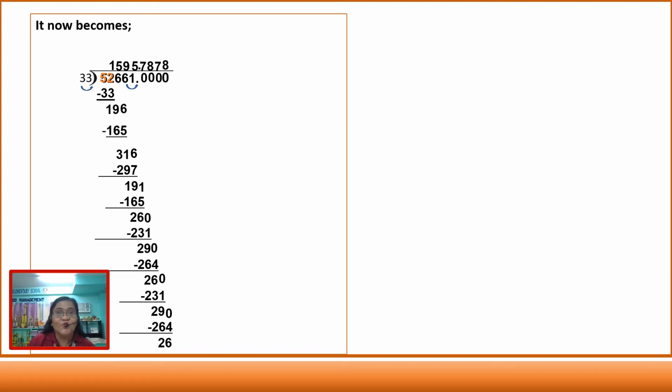So we repeated 26 again. We have 26 as our remainder. And let's try to check our quotient. We have there 1,595 and 7,878 ten-thousandths. What can you say about 7 and 8?